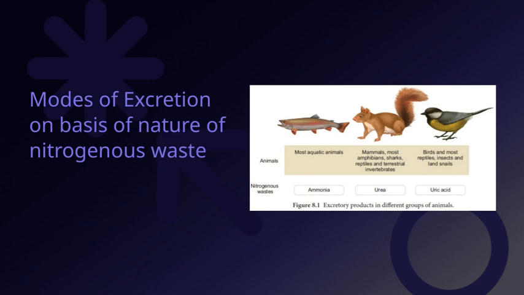Then we have animals that excrete uric acid, which is even less soluble in water, allowing them to conserve water. Think of birds and reptiles. Finally, there are animals that excrete ammonia directly, which is highly toxic, but requires a large volume of water to safely dilute it. This is typical for aquatic animals like fish. Understanding these modes helps us appreciate how different animals adapt their excretory systems to their habitats and lifestyles, connecting directly to the overall theme of how organisms maintain internal balance and homeostasis in diverse environments.